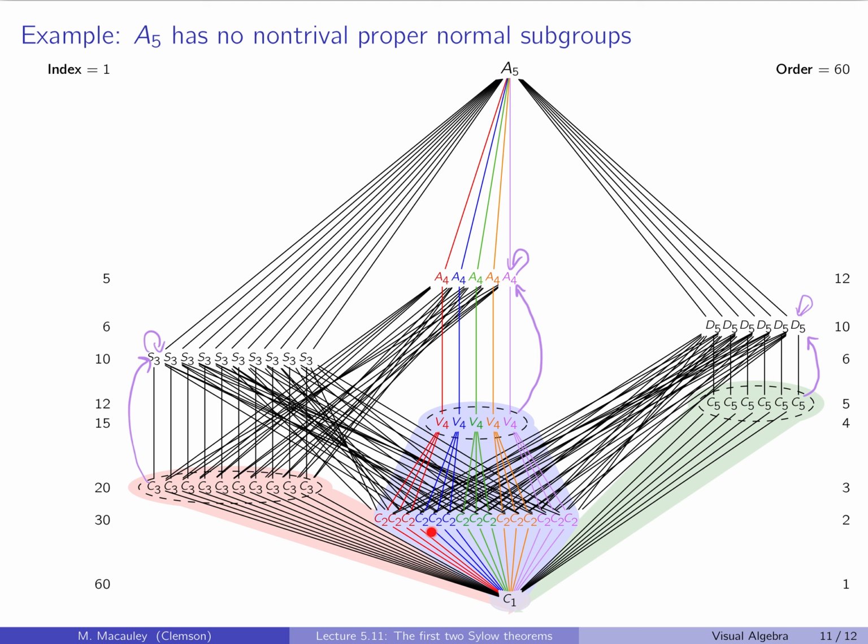Okay, so what about these subgroups? Are these all conjugate? We know that the V4s are conjugate, but that doesn't necessarily mean that we can permute the order of these any which way you want. So this C2 is conjugate to one of these C2s, but isn't necessarily conjugate to all of the blue C2s.